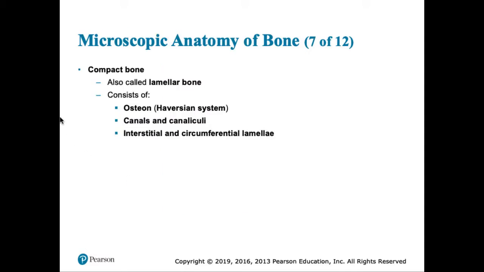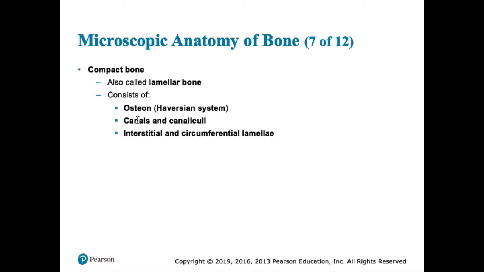Compact bone is also called lamellar bone, and it consists of, as you heard me say a minute ago, the osteon. It's called the Haversian system, but the osteon is really important in those bone structures, and we'll talk about that.